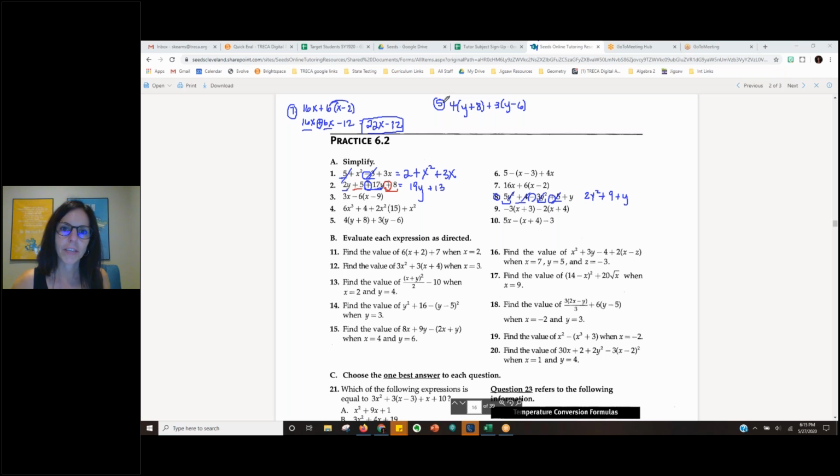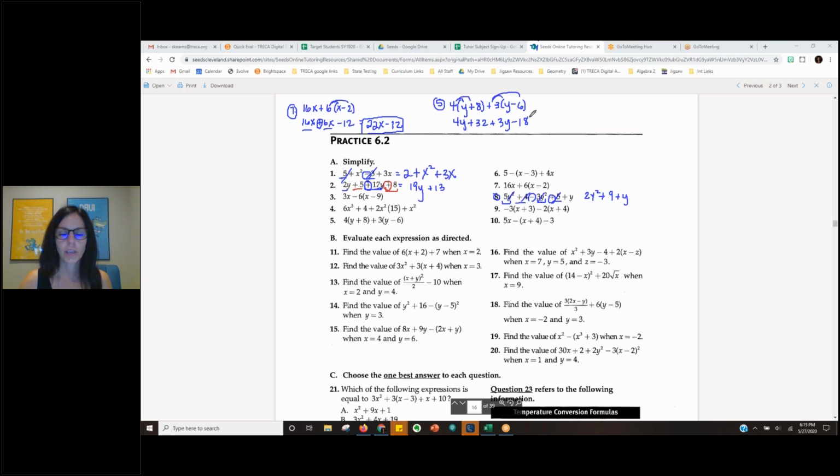Okay, so not off topic. I copied number 5 down. I'm going to distribute the 4. That gives me 4y plus 32. 4 times y, 4 times 8. Now I have a positive 3. That's what that plus sign means. So positive 3 times y is a plus 3y. Positive 3 times negative 6 is a negative 18.